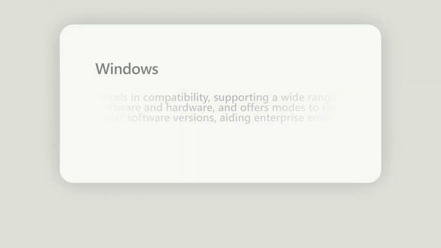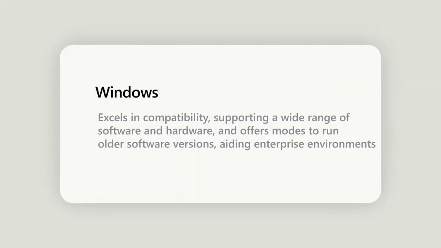Next, another essential aspect to consider is compatibility with software and hardware. Windows boasts the broadest compatibility, supporting a vast range of software applications and hardware devices. This extensive support is a significant reason for its dominance in the personal computer market. Windows also offers compatibility modes to run older software versions, which is beneficial for enterprise environments.